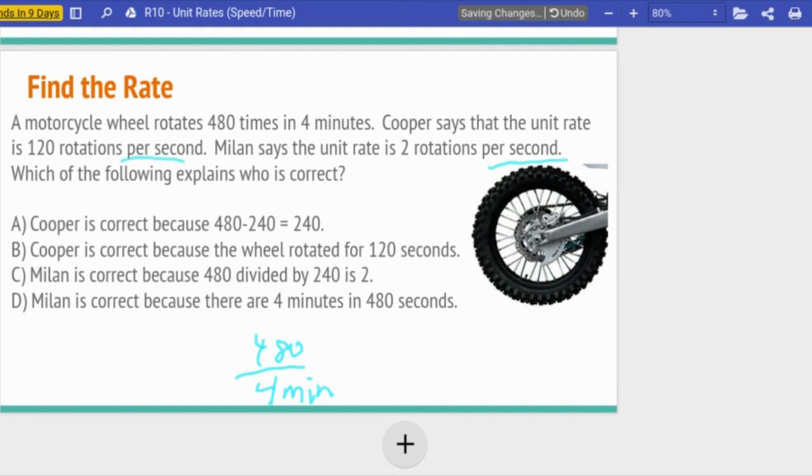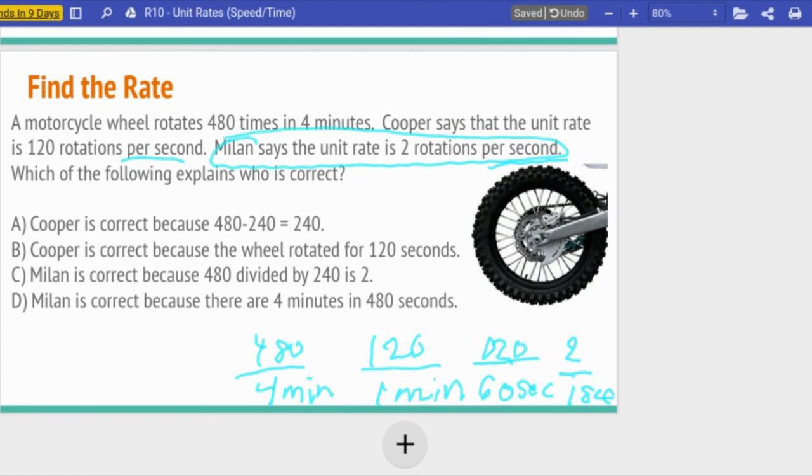Okay, so I would divide by 4 and I would get 120 rotations per minute, but there are 60 seconds in a minute. So that would be 120 in 60 seconds, which is actually 2 rotations per second. So it looks like Milan is the correct one that says 2 rotations per second. So you have to be careful looking at the rate or the measure there. This one is minutes and this one is seconds.